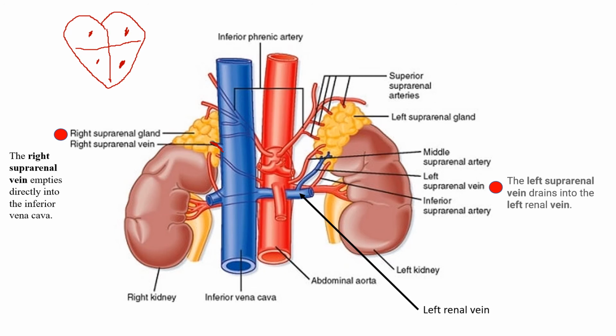The left suprarenal vein drains into the left renal vein. So this vein right here goes into the left renal vein, and then that takes it into the inferior vena cava, and then that deoxygenated blood goes superiorly up into the heart.